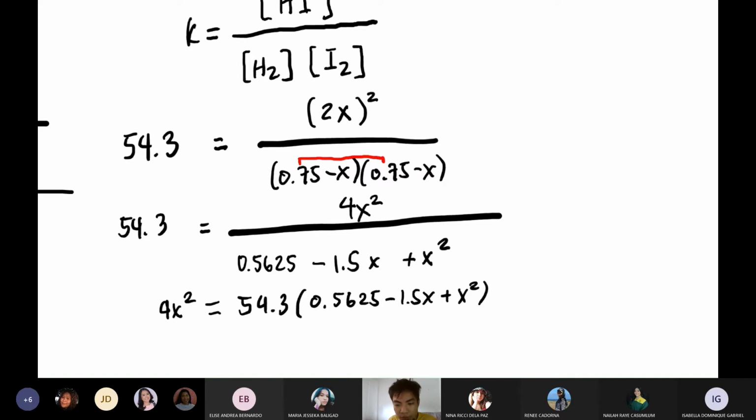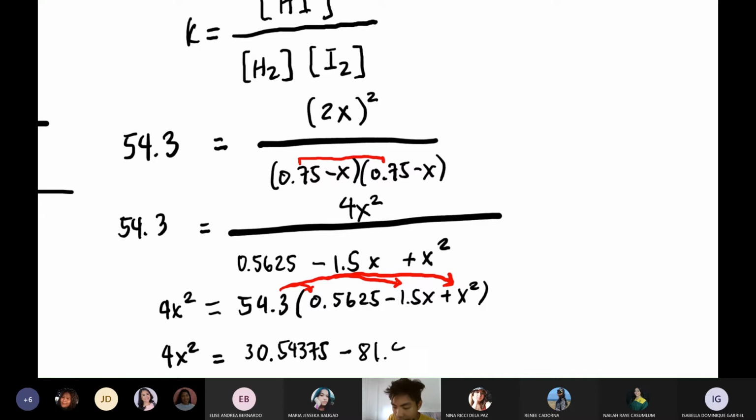Anong gagawin mo dyan? You distribute 54.3 to your terms. Lagay mo yan dito. Distribute mo yan dyan, doon and doon. So, sulat ko lang yung kanilang ha. So, 54.3 times 0.5625 will be 30.54375. Then, mo-multiply ko yan sa negative 1.5x, so that will be negative 81.45x. And then lastly, 54.3 x squared.